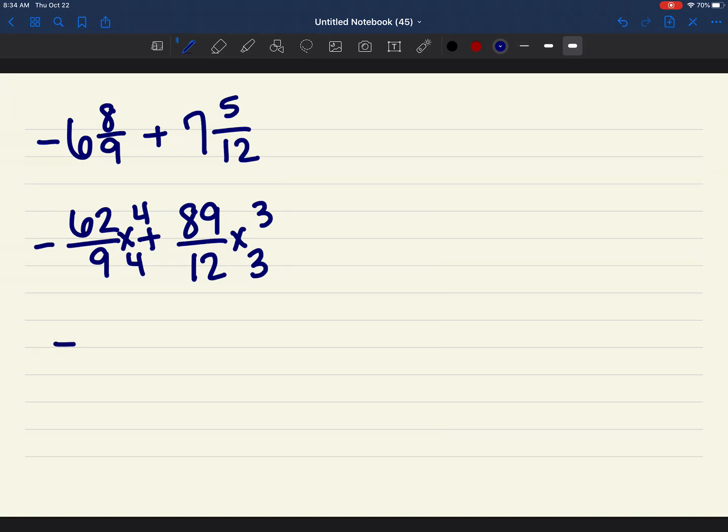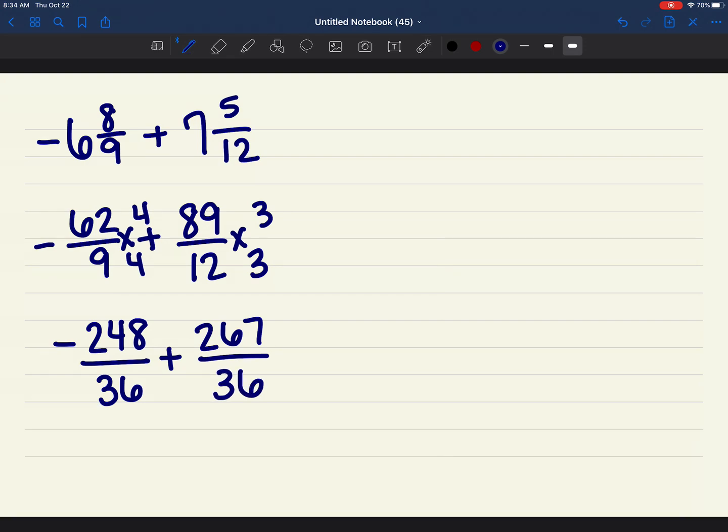Here's where you might just need a little bit of calculator help. Somebody in your calculator do 62 times 4. 248. So I get negative 248 over 36 plus what? What's 89 times 3? 267. Okay. You are correct. Okay. So I have negative 248 plus 267. My signs are different. What should I do with the two numbers? Subtract them, okay? So, what is 267 minus 248? 19. Okay.